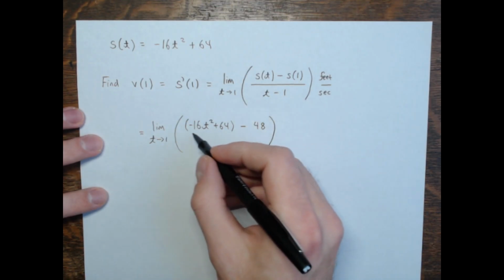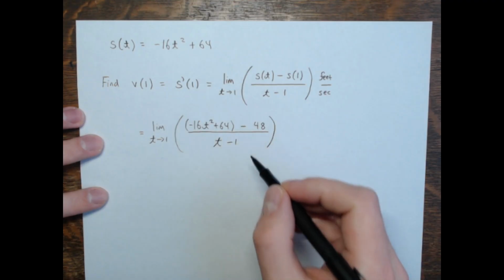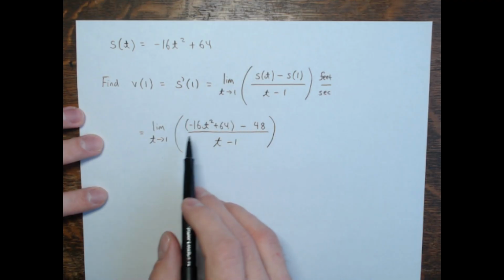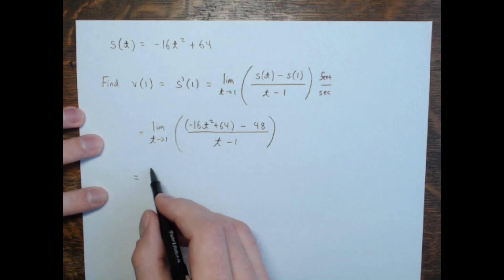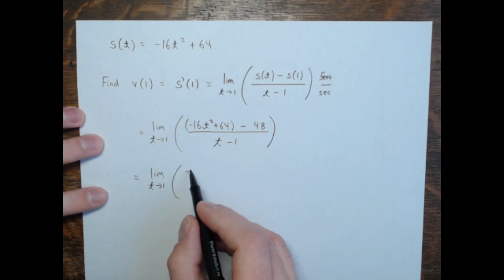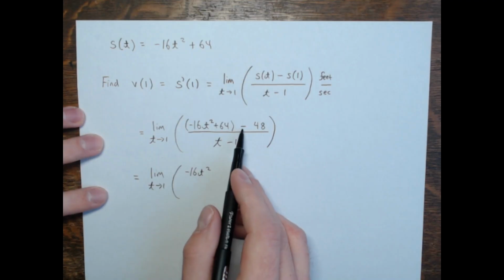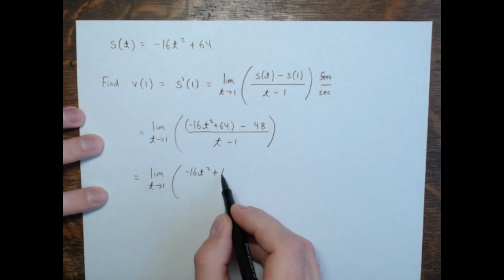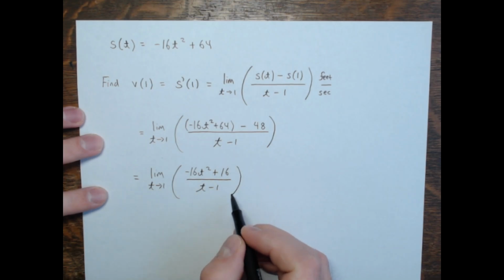And then divide that by the change in time. So we go from 1 second to t seconds, so t minus 1 is the change in time. And we simplify. If I were to plug 1 in right now, it would be that 0 divided by 0 case. So in the numerator, you have negative 16 t squared, and then plus 64 minus 48, that's plus 16, divided by t minus 1. Still 0 divided by 0.